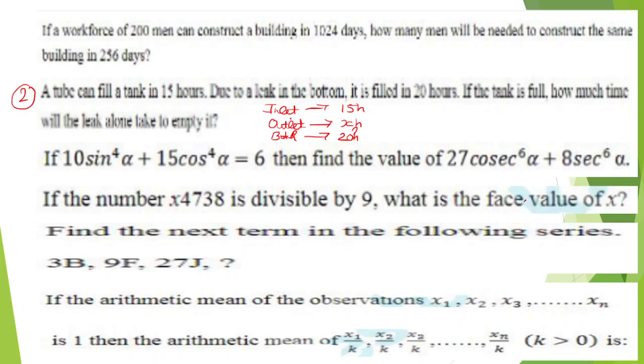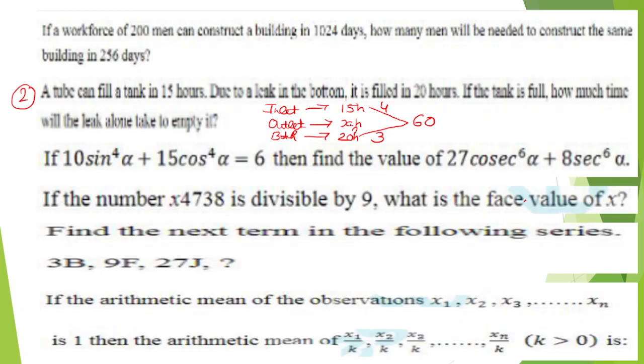Okay, if the tank is full, how much time will the leak alone take to empty it? So what we have to do, we have to find the LCM of these two numbers. It will be 60. So the efficiency will be 15 into 4, 20 into 3.